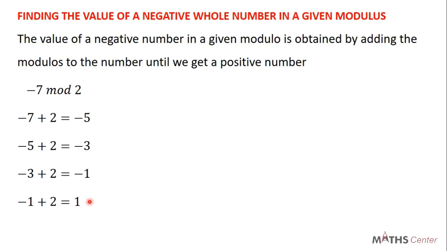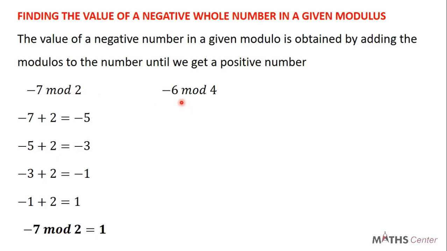The first positive number you will have is the value of that number in the modulus. So here, the first positive number we are having is 1. It means that the value of negative 7 in mode 2, which is written as negative 7 mode 2, is 1. So negative 7 mode 2 is equal to 1. So to find the value of a negative number in a given modulus, all you need to do is to keep on adding the modulus to the number until you get the first positive number.